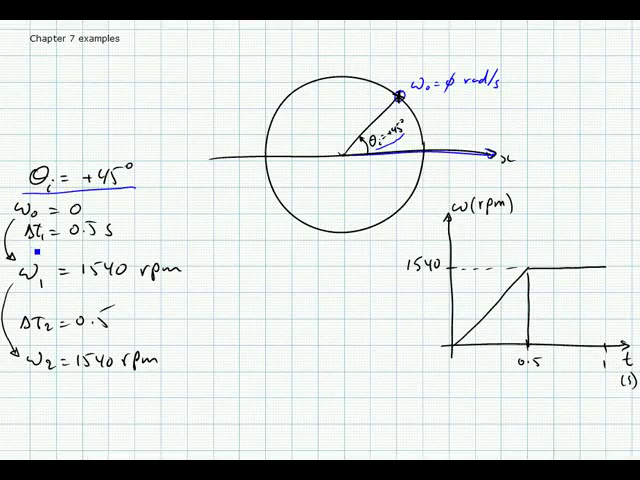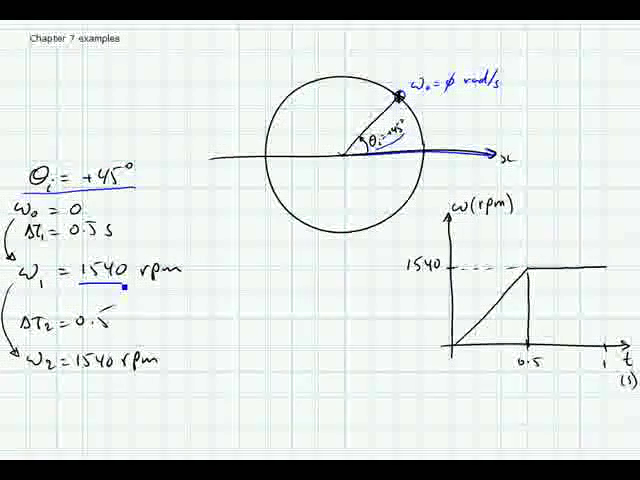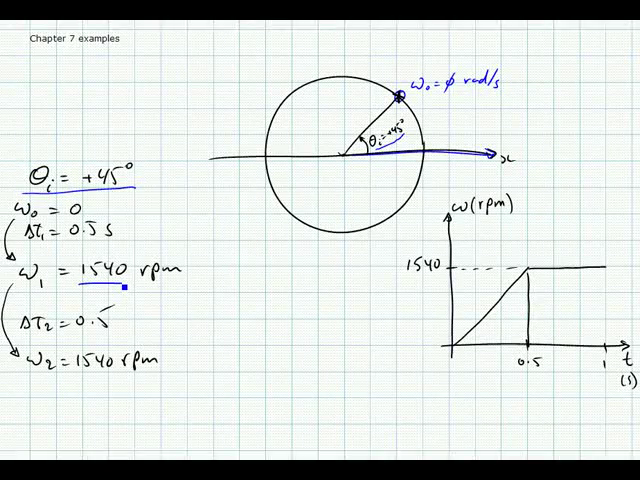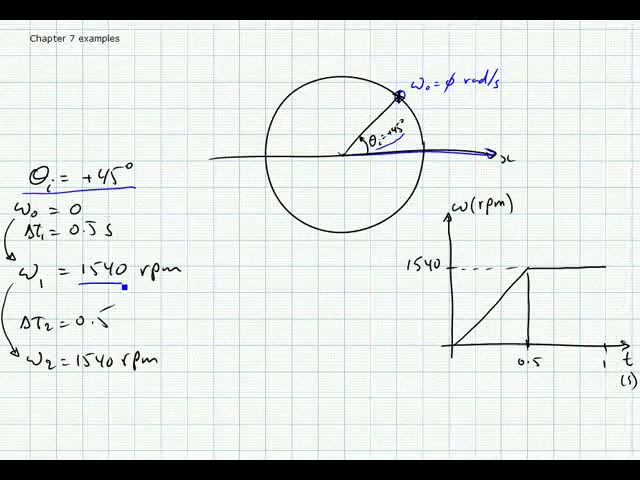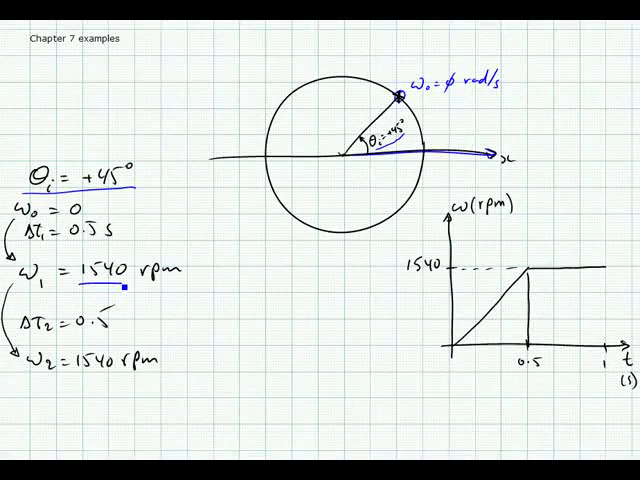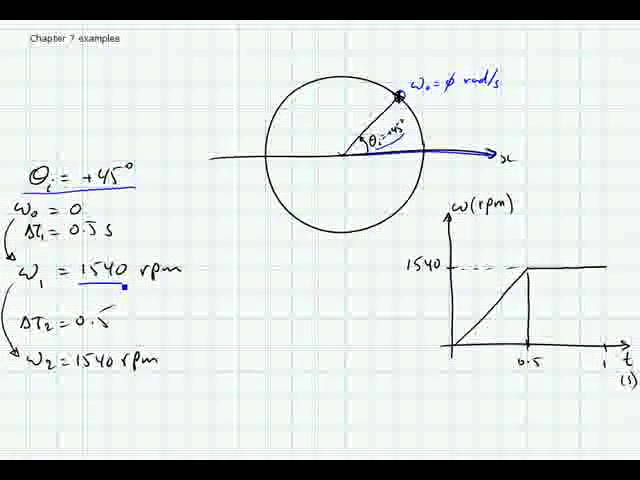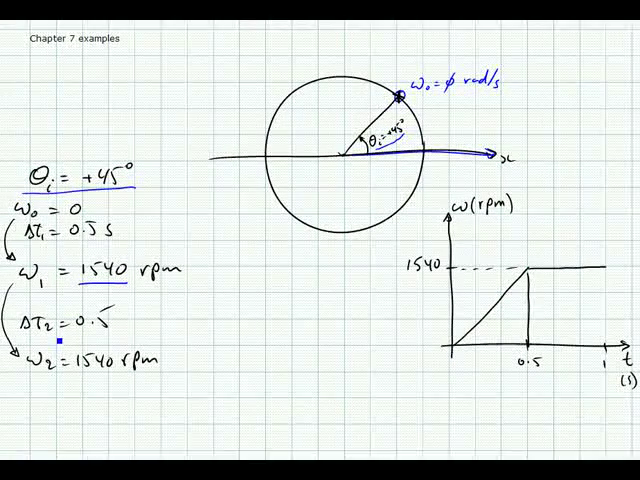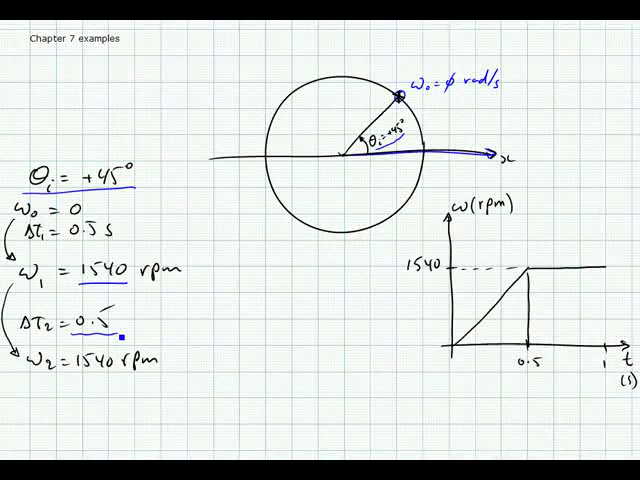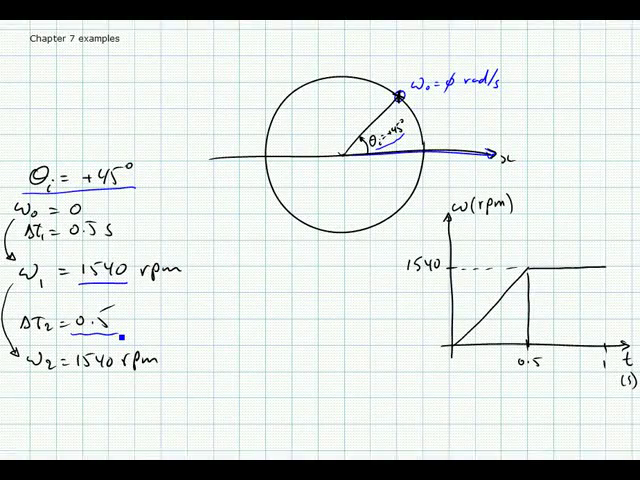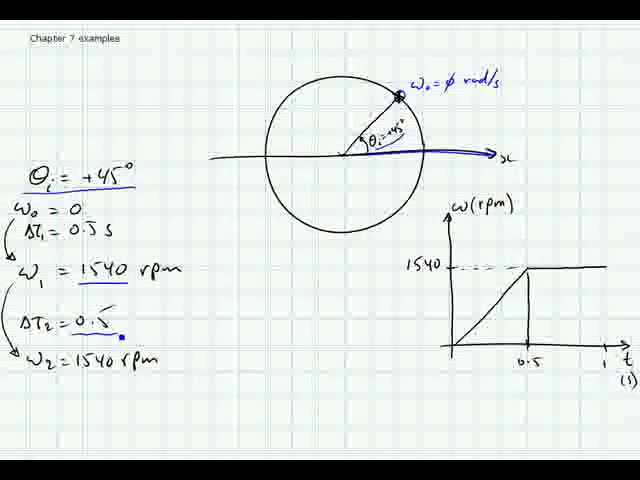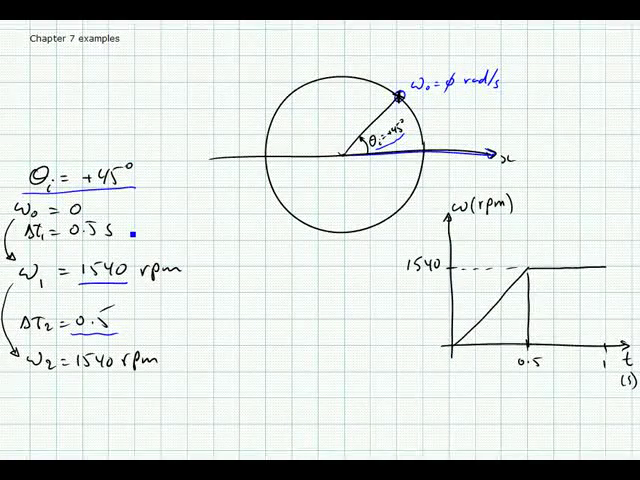and then it speeds up for half a second to 1540 revolutions per minute. And after reaching that value for angular velocity, it continues at that constant RPM for yet another half a second. And let us say we're interested in finding the total angular displacement of the object at the end of the 1 second period, that is this half a second here plus this half a second here.